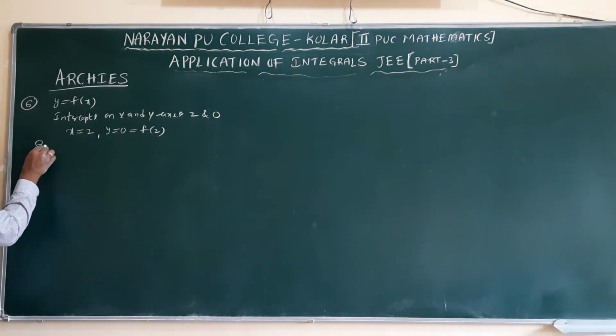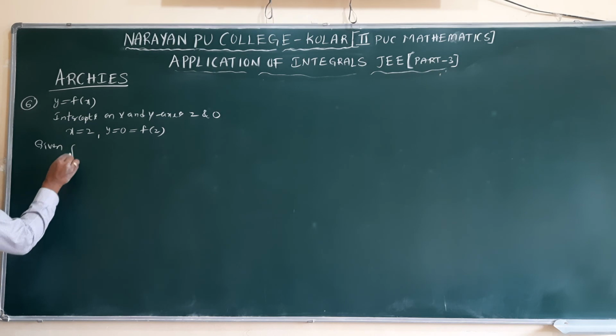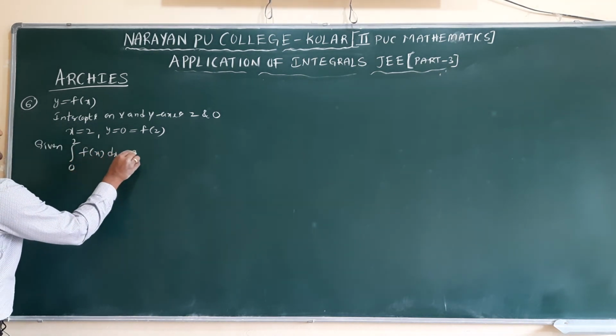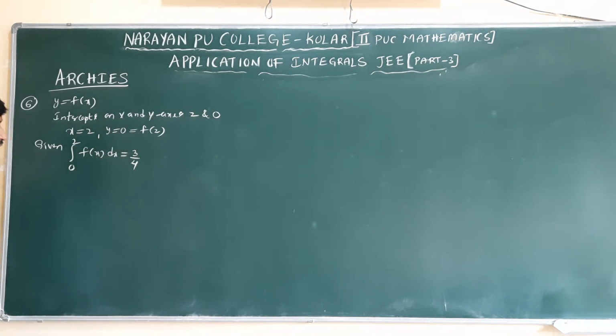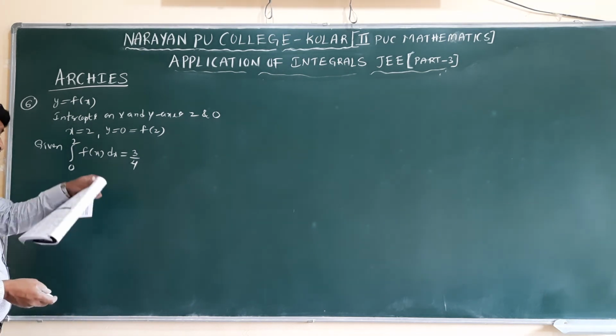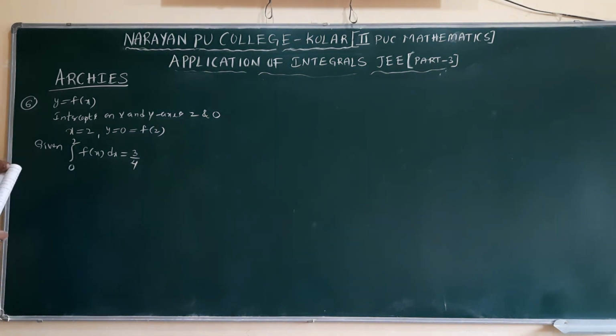They have given the area from where to where? 0 to 2, the curve f of x dx. This area is given as 3 by 4 square units. Here I will use the UV formula. From this we need to find the integral 0 to 2 of x into f dash of x dx.